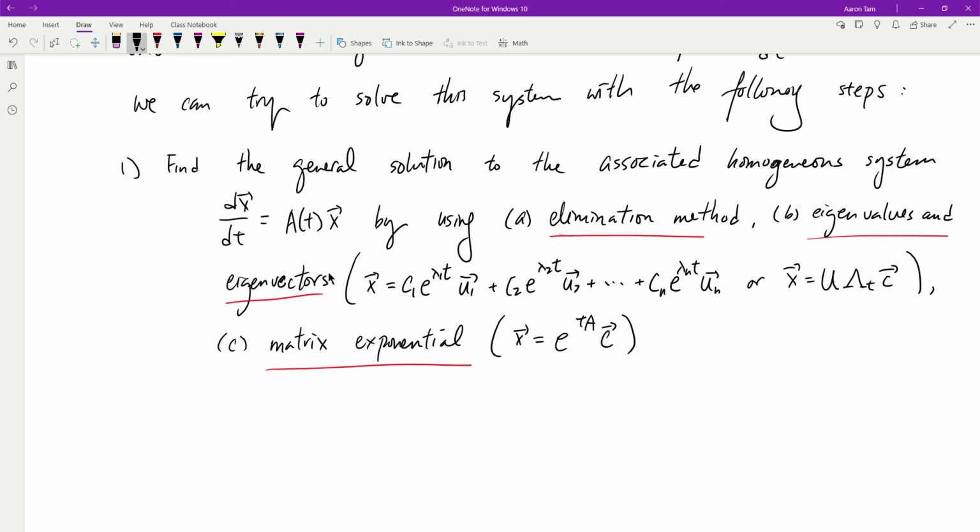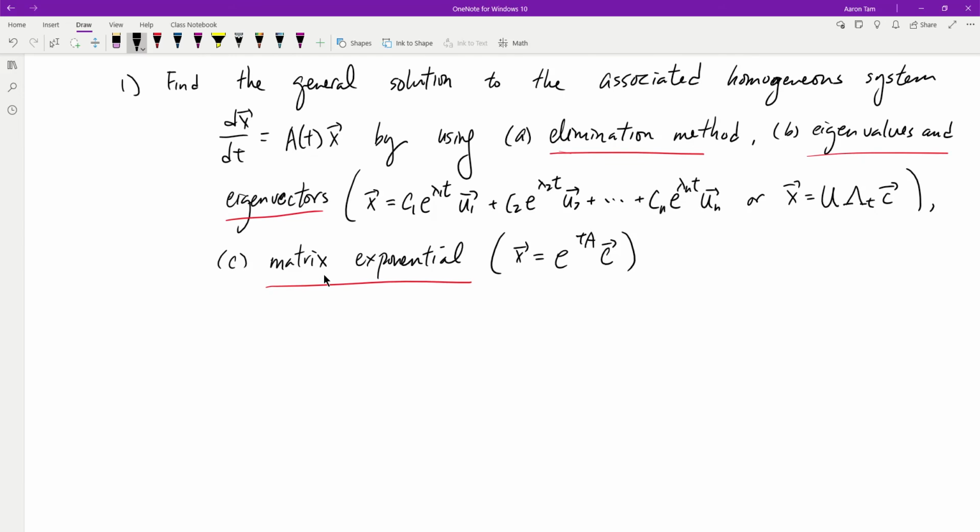Now that I have the homogeneous solution, what we do next is to try to find a particular solution to the non-homogeneous system.